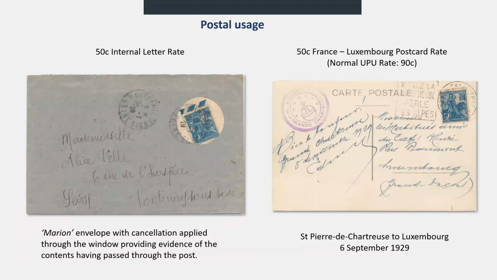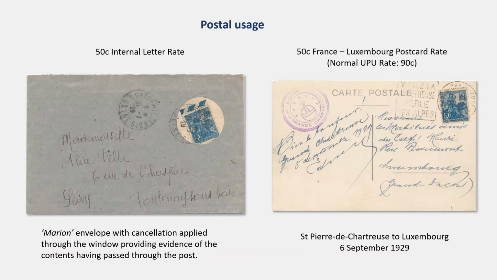And we come now to the last part, which is the usage of the stamp, and we start with what is called a Marion envelope. The stamp was issued basically for the internal letter rate, so you can't get really many exciting covers at that particular level. But a stamp used with a Marion envelope is unusual.